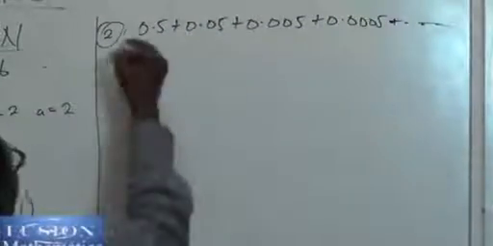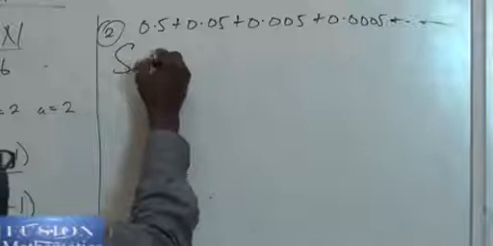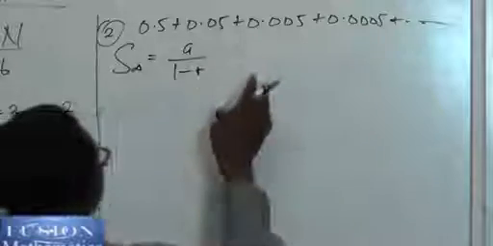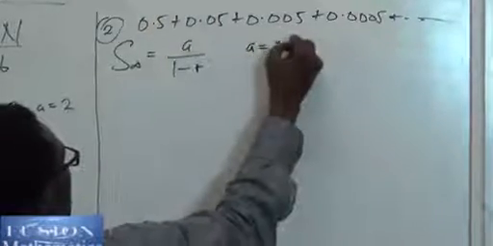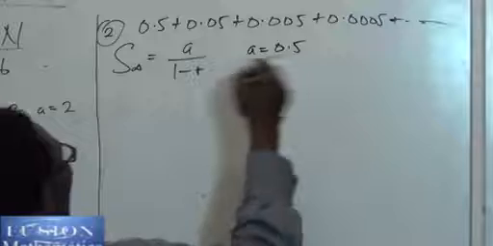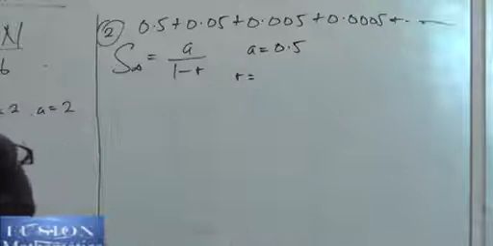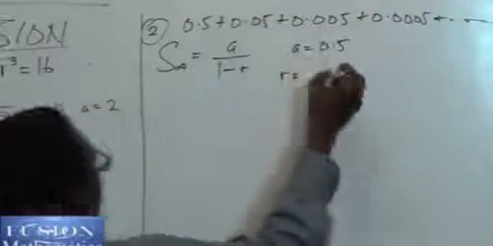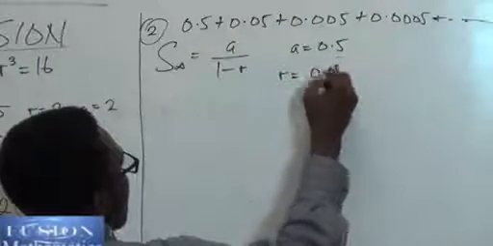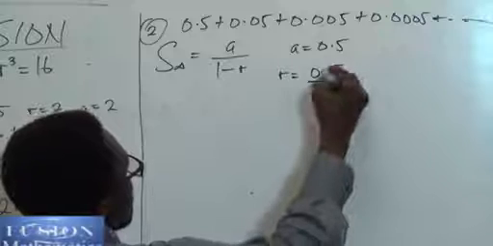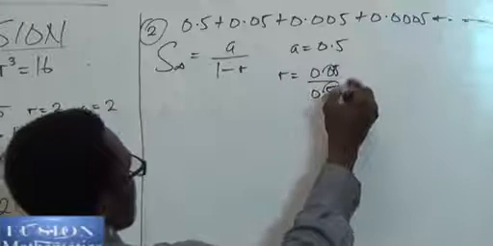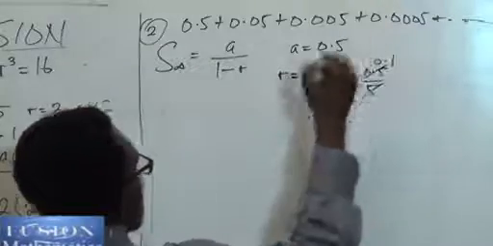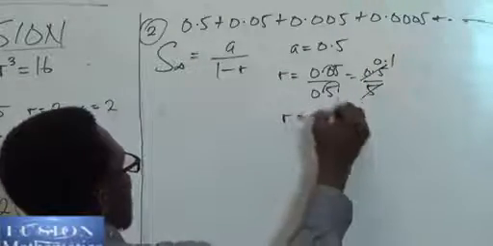Now, we know that our formula for sum to infinity is equal to A all over 1 minus R. So we need A. Already we have A as equal to 0.5. But R, we know that to find R, we take the second term divided by the first term. So that will be 0.05 all over 0.5. Carry the point, so this is 0.5 all over 5. 5 will go here, 0.1. So R is equal to 0.1.